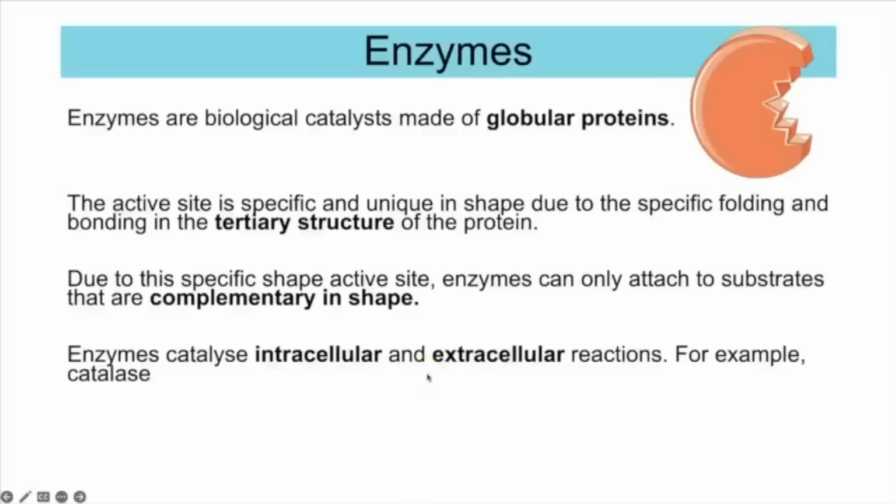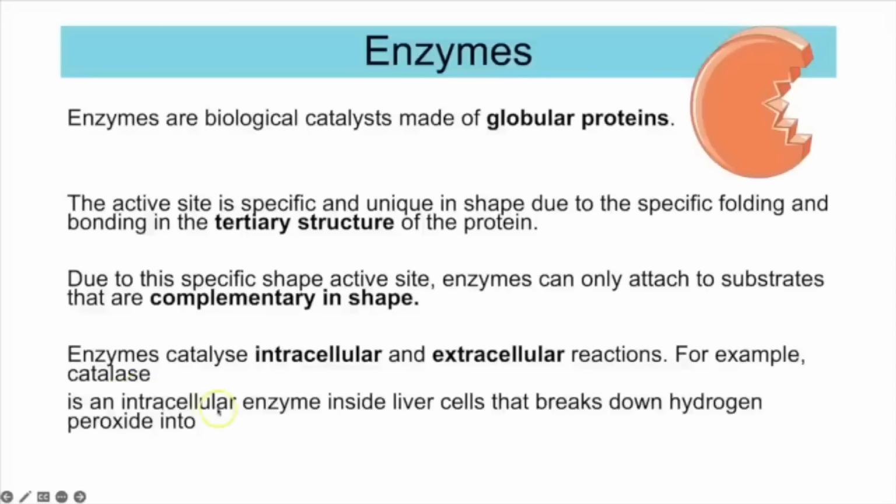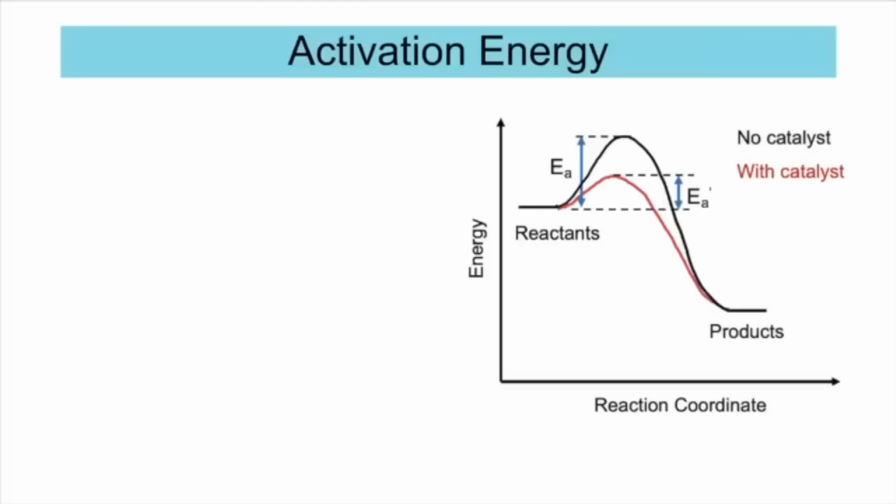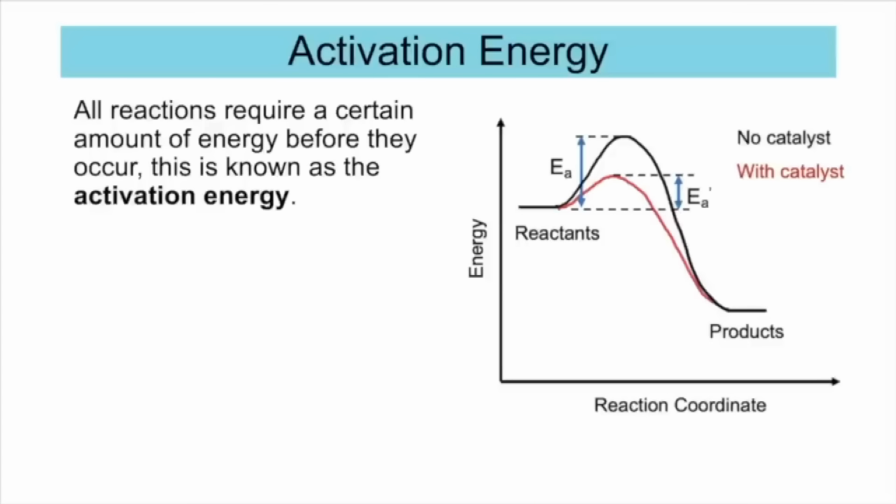Enzymes catalyze both intracellular and extracellular examples. And intracellular means inside of a cell, extracellular means outside of a cell. So for example, catalase is an intracellular enzyme inside liver cells that breaks down hydrogen peroxide into oxygen and water. Trypsin is an extracellular enzyme in the small intestines that hydrolyzes proteins. And the way that enzymes are catalyzing reactions is they are lowering the activation energy. So all reactions require a certain amount of energy before they occur, and that's what the activation energy is.